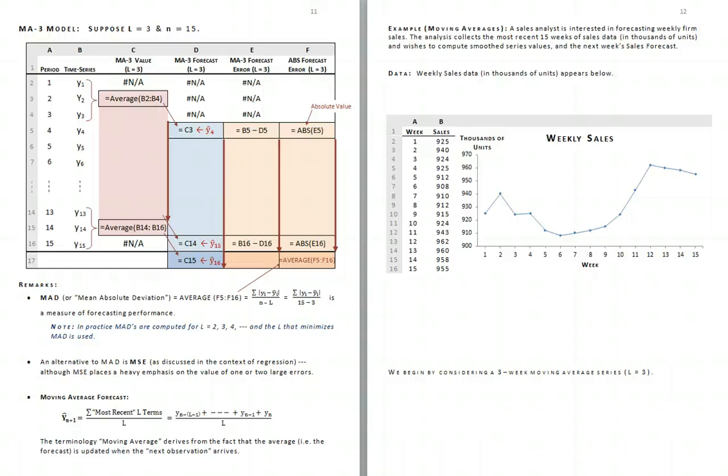Note that the centered smooth series values in column C have two "lost" values. There is no centered smooth series value associated with period 1 and no centered smooth series value associated with the final period, period 15.